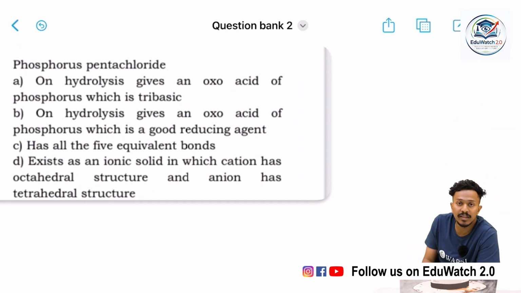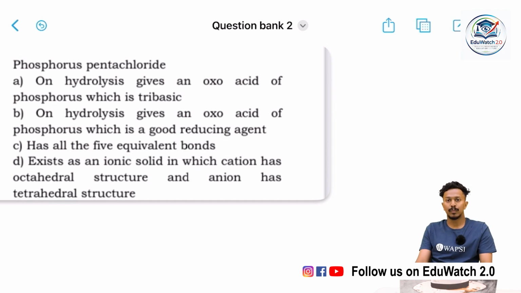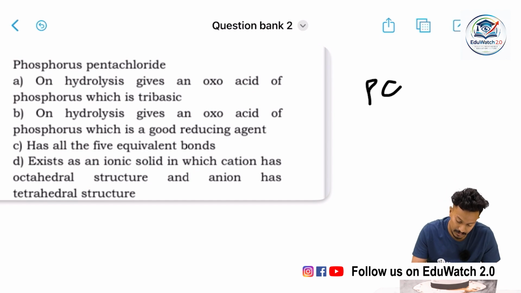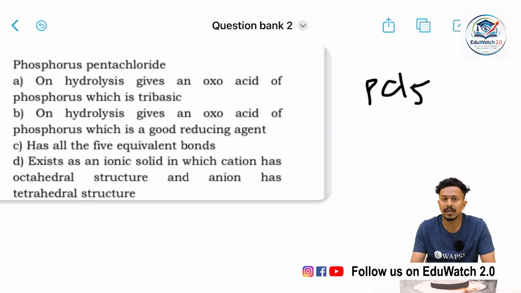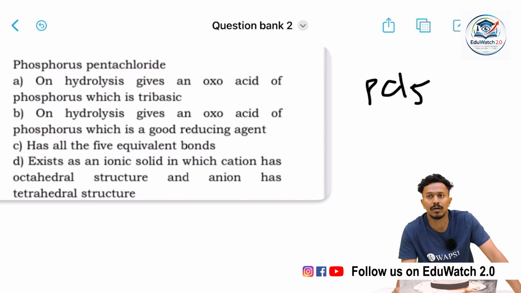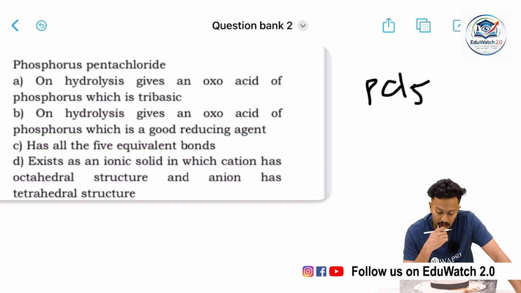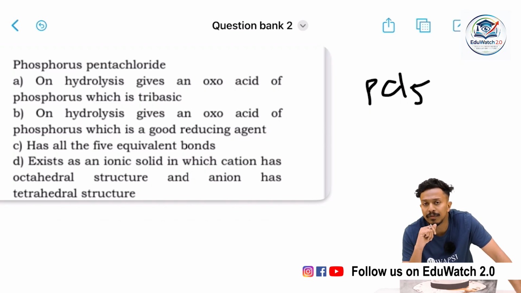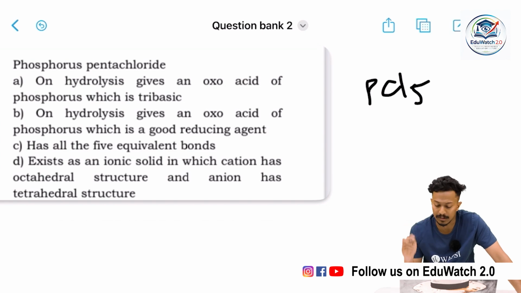Yes, phosphorus pentachloride. What is phosphorus pentachloride? PCl5. Yes, one of the main compounds that we have studied in the phosphorus compounds, right? In our 11th class chemistry text, we have studied many compounds of phosphorus, xenon, and many more p block elements. Okay, what do we have here? On hydrolysis gives an oxo acid of phosphorus which is tribasic. What is the only tribasic acid which is formed by the hydrolysis of PCl5? It is orthophosphoric acid, right?